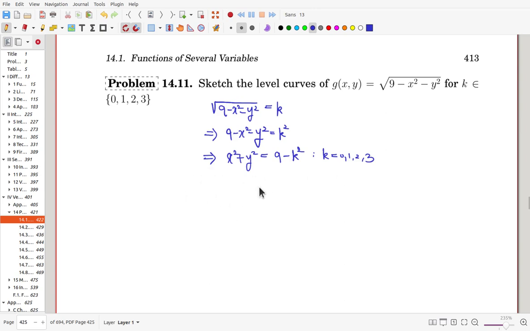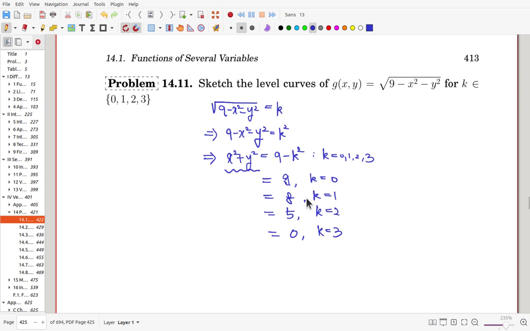So once, right side, once k is 0, that is 9; when k is 1, that is 8; when k is 2, that is 5; and that must be 0 when k is 3. For each of these numbers, that will make a circle of radius square root of these numbers, so that you can easily sketch the level curves, right?